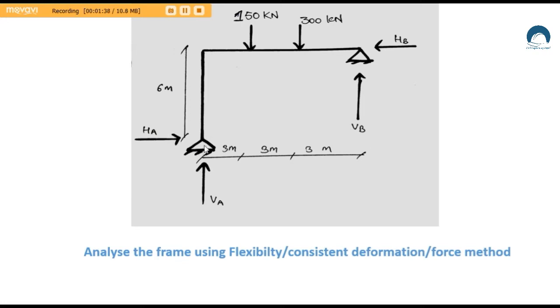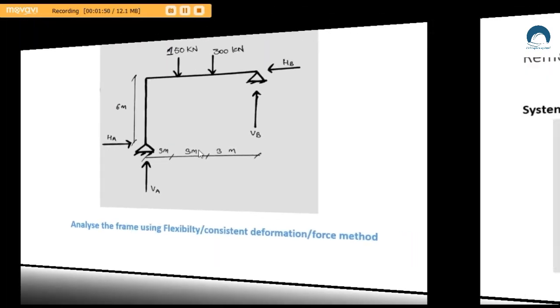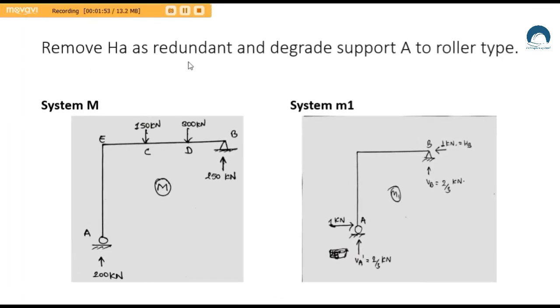Now for the computation of this numerical, we will remove HA, that is we will degrade this hinge support to a roller type. Okay, HA is removed as a redundant, and we have degraded the support A to a roller type.